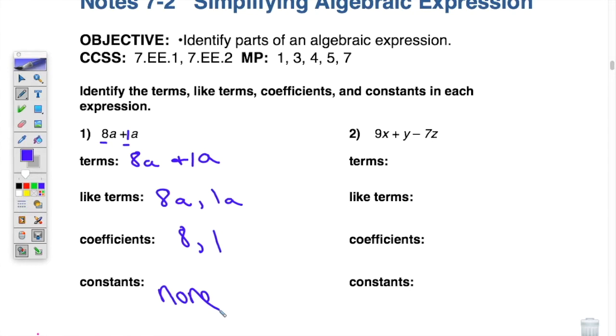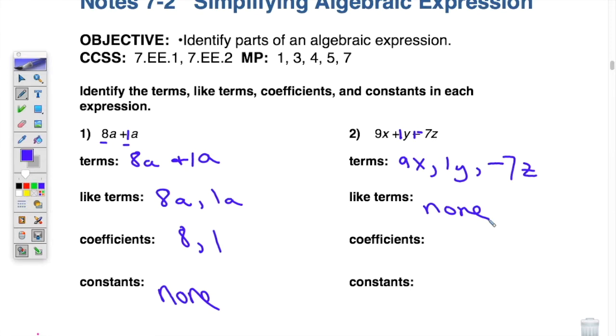In number 2, we have 9x plus y minus 7z. The first thing that you should do is change your subtraction to add the opposite. If you have any variables, like the y, put a 1 in front of it. So our terms are 9x, 1y, and negative 7z. In this example, we don't have any like terms, because we have x, y, and z, and we can't combine any of those terms together.